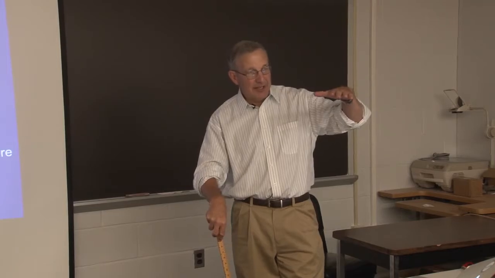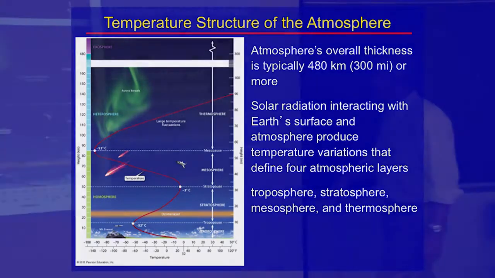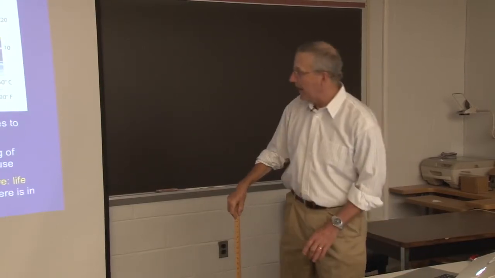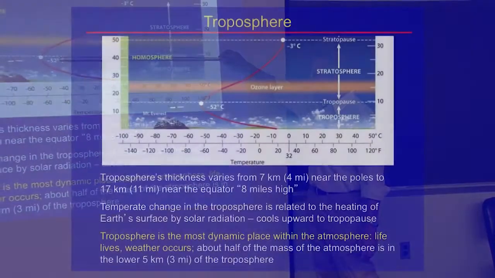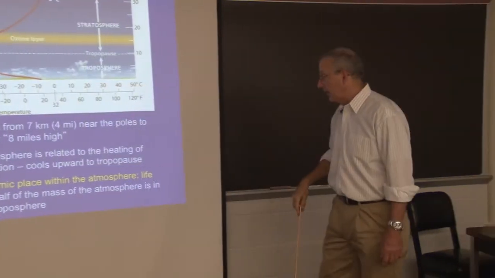Most weather takes place in the troposphere. The stratosphere is less influenced by weather. We're not going to worry too much about the upper part of the atmosphere. It's thinner and thinner. Most of the atmosphere is contained actually within the troposphere and the stratosphere. The troposphere varies from about 7 kilometers or 4 miles near the poles to about 17 kilometers near the equator. In other words, 8 miles high. And again, that's where planes tend to fly because there's the least amount of turbulence there.